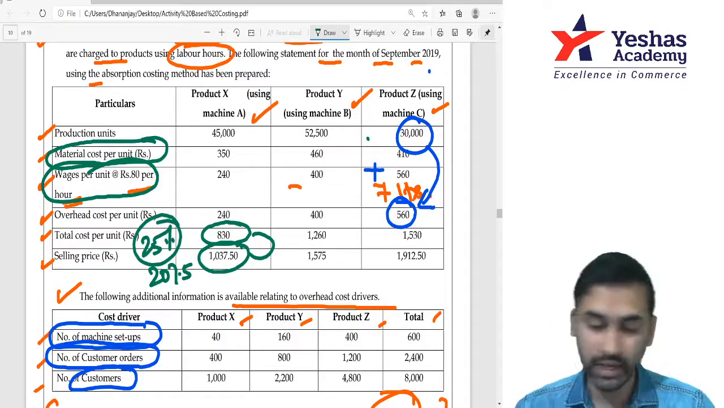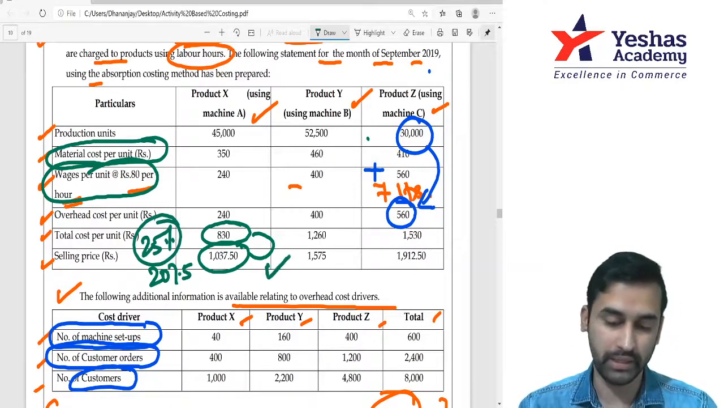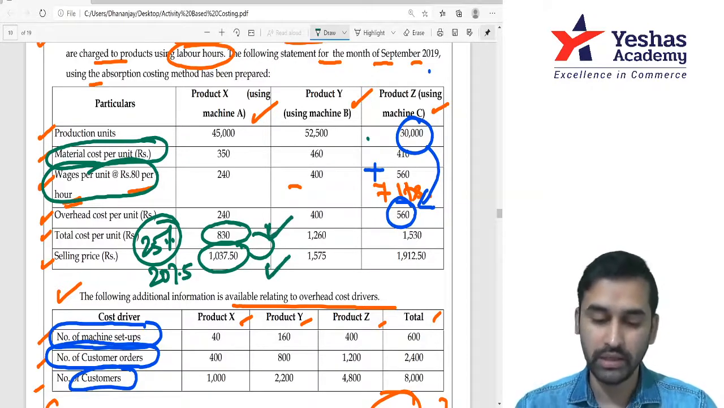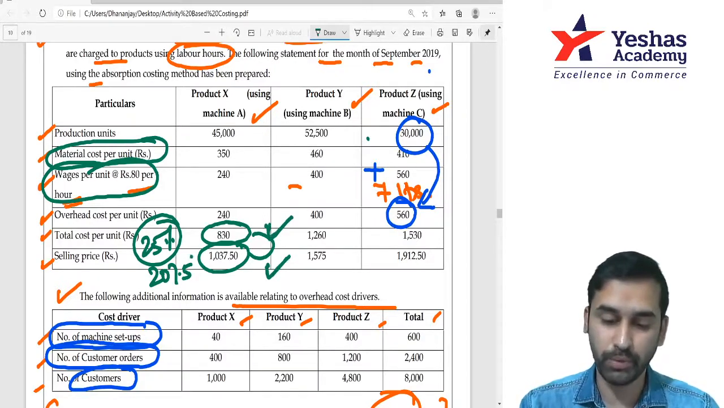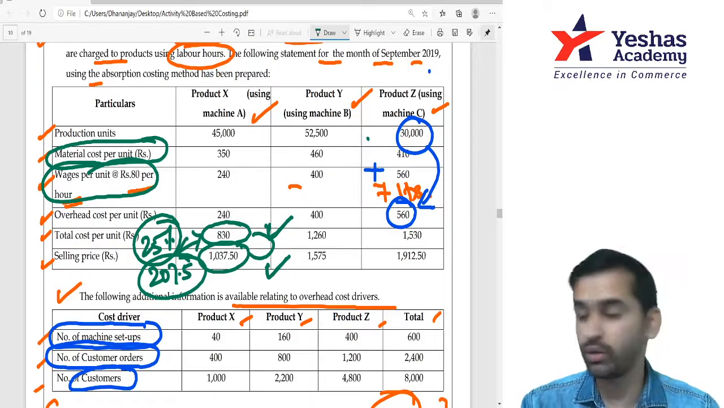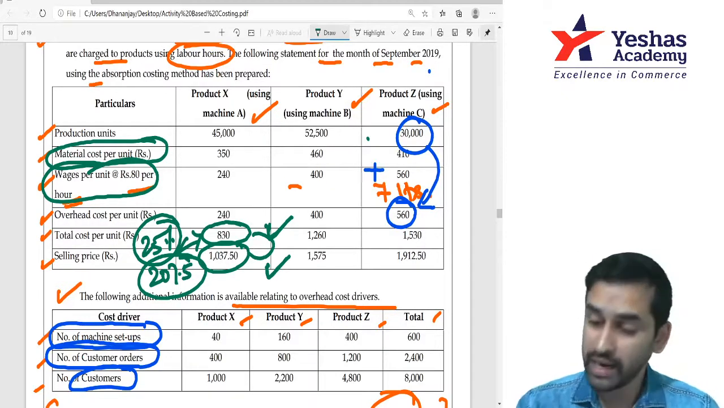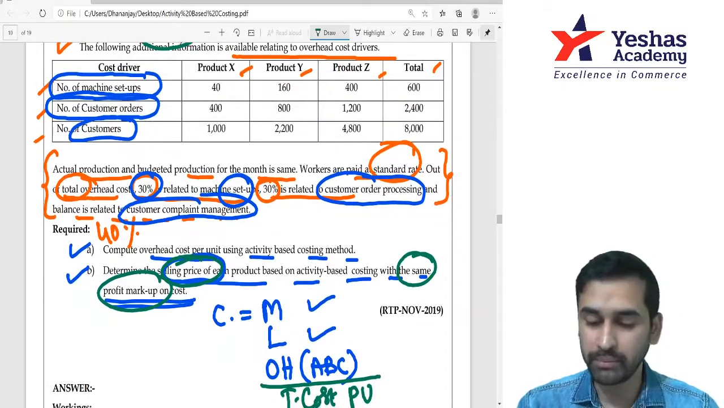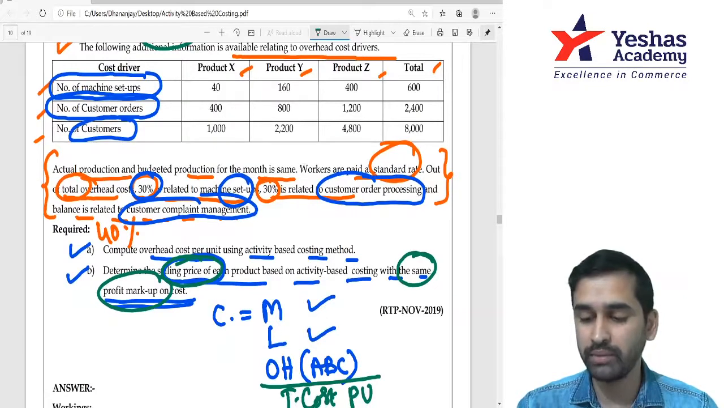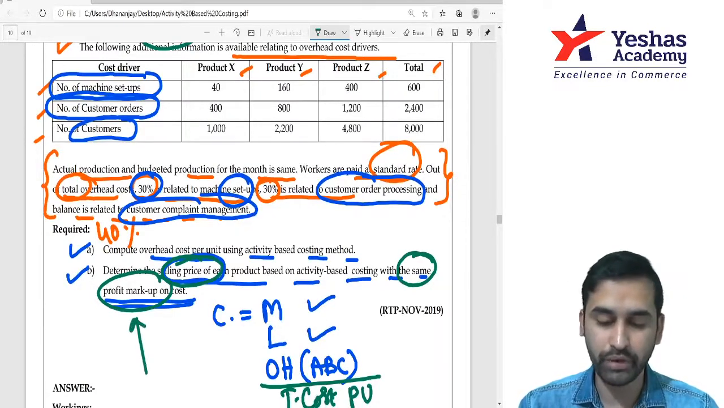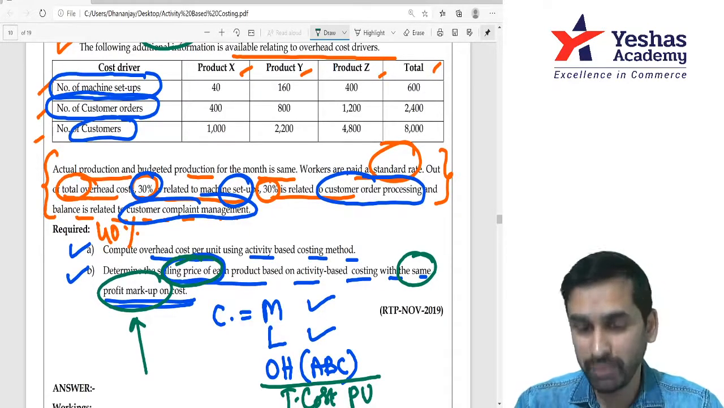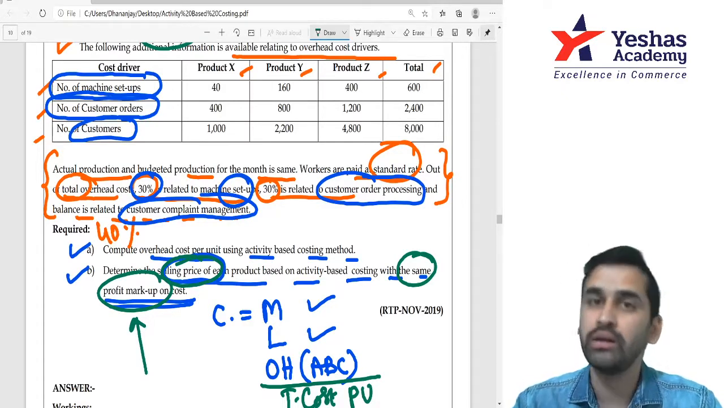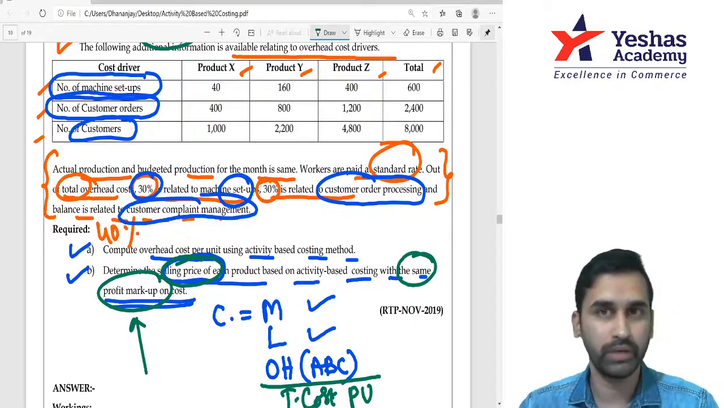Are you following? I repeat, selling price is given here. Cost is given here. Selling price minus cost will give you profit per unit. That profit divided by cost, if you do into 100, you will get in percentage, and that is what they want you to do. Read here. Determine the selling price of each product on activity based costing with same profit markup on cost. Same means you should first find out the base. Same percentage you apply. Getting it?